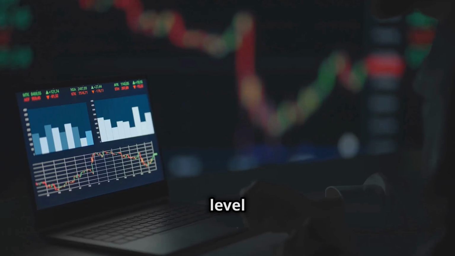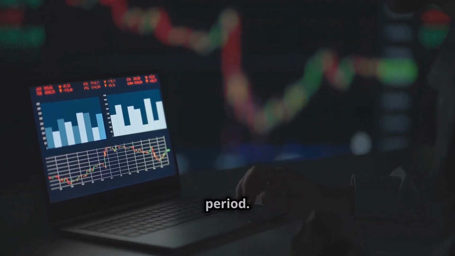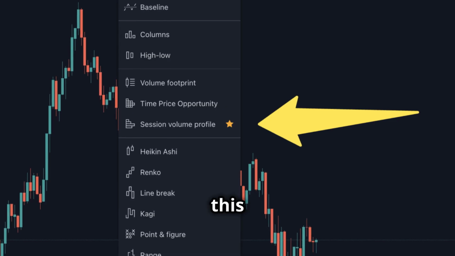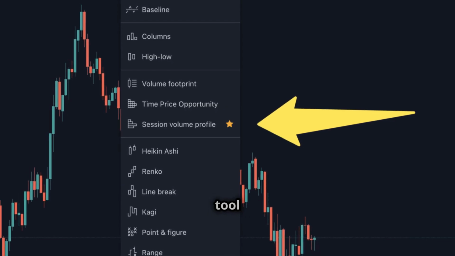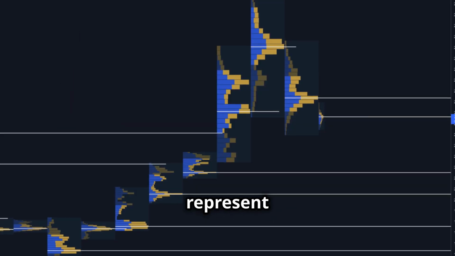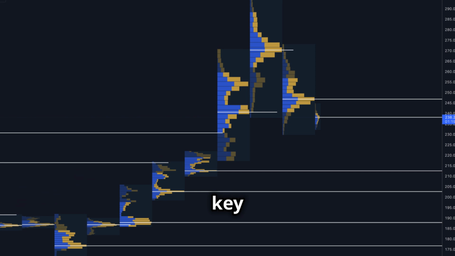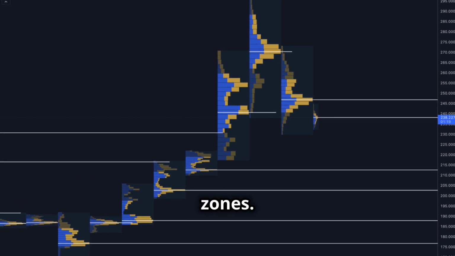A point of control is the price level with the highest traded volume during a specific time period. You can find this using the volume profile tool on platforms like TradingView. POCs represent where the market has agreed on price most, making them key liquidity zones.